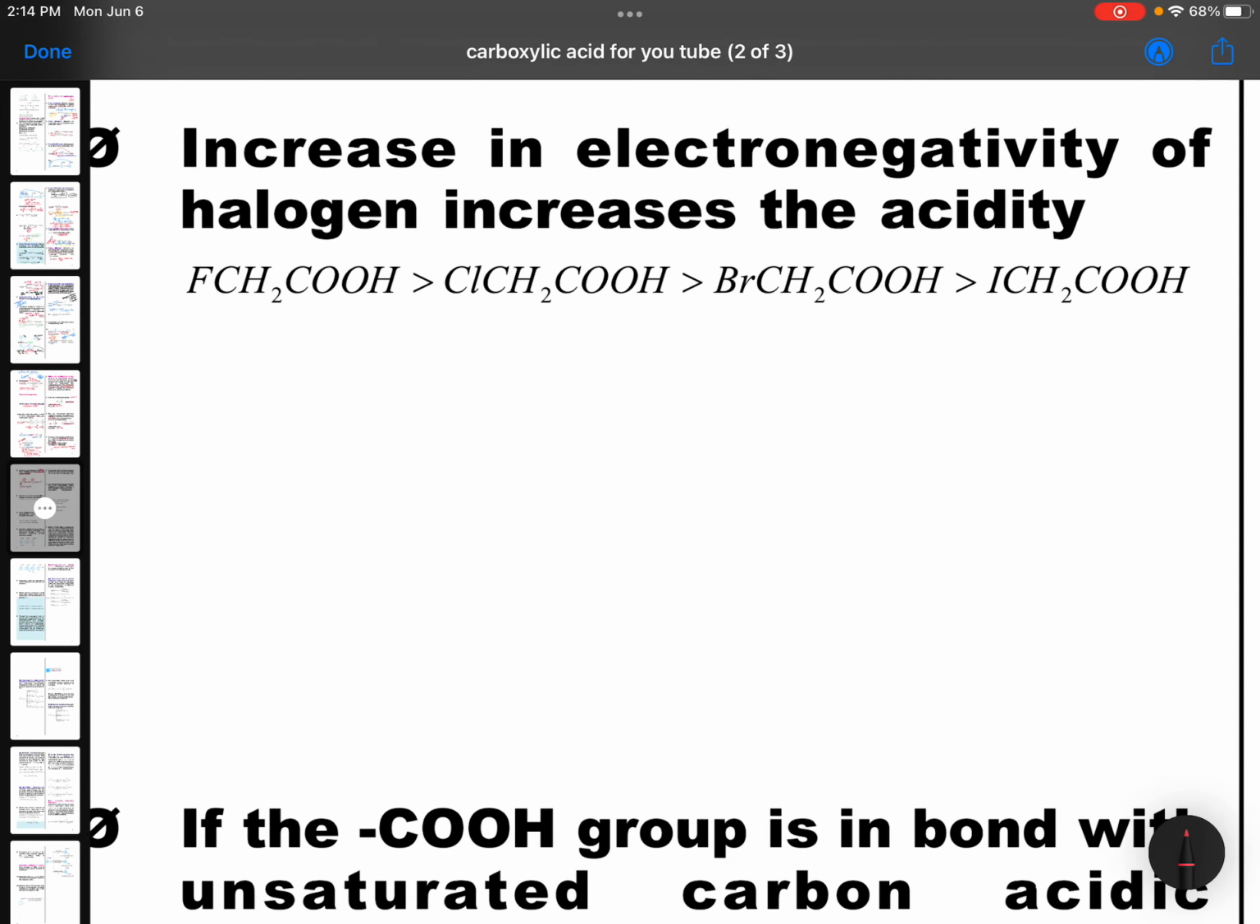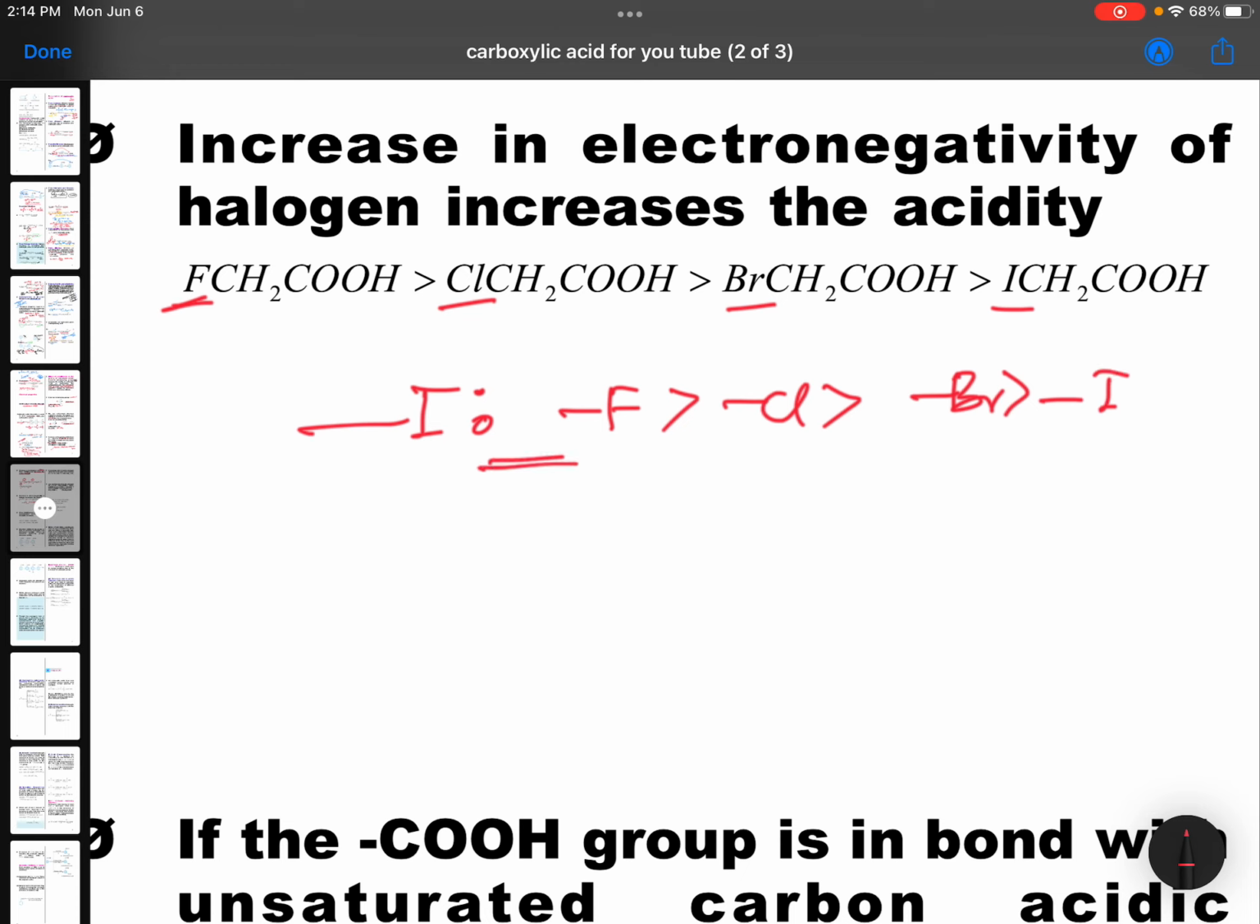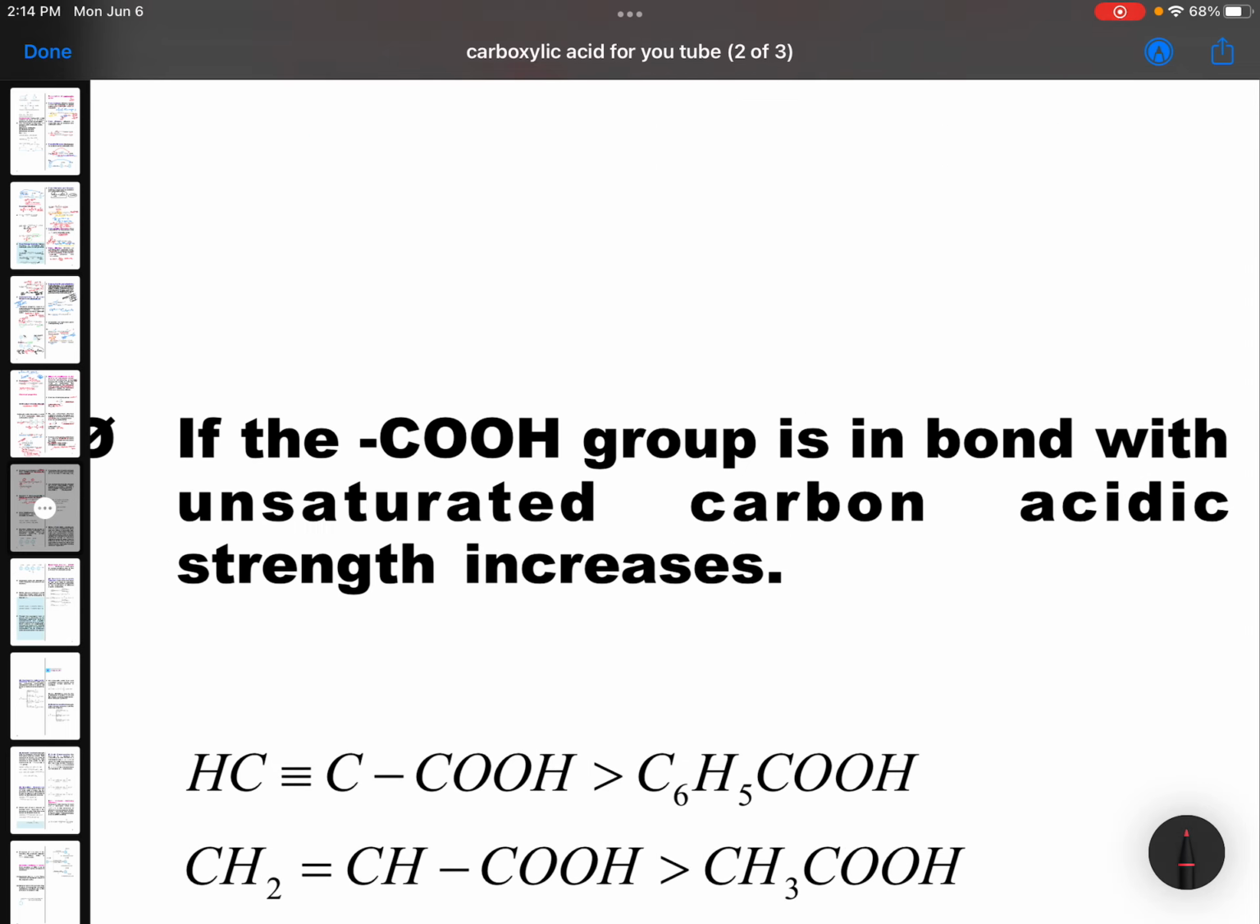Increase in electronegativity of the halogen atom increases the acidity. For example, you see fluorine, chlorine, bromine, iodine. You can say this is the minus I order. Fluorine is a stronger minus I group than chlorine, than bromine, than iodine. Stronger the minus I group, higher is the acidic nature. Increase in the electronegativity of halogen increases the acidity. Okay, this point is to be noted.